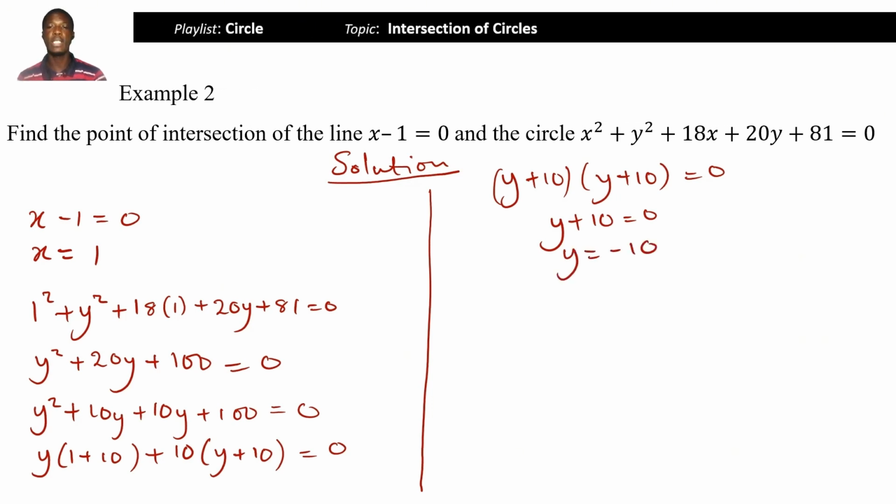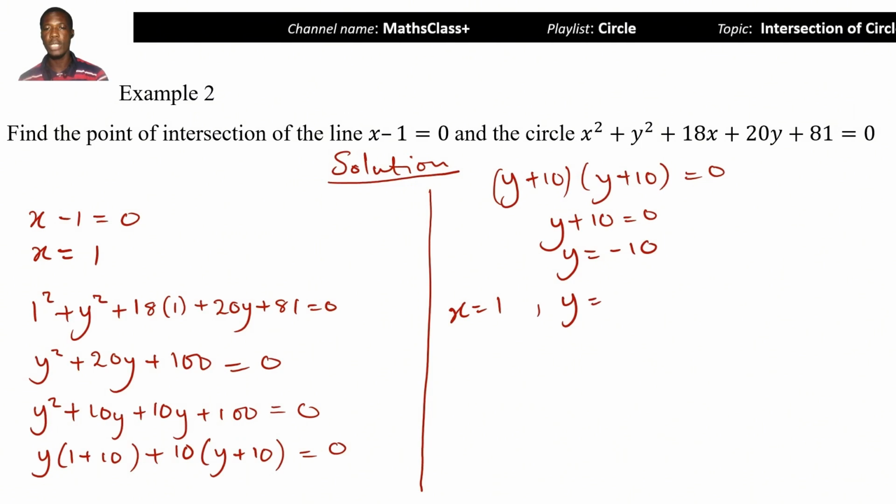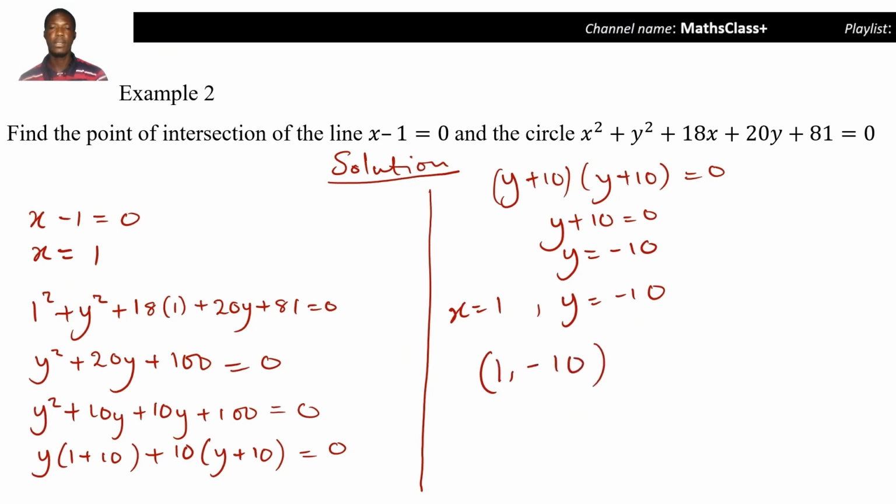And this value is a repeated value, so we will have it at one particular point. Now we already have the value of x to be equal to 1, and then we have y to be equal to -10. That means the point of intersection is the point (1, -10). That's it.